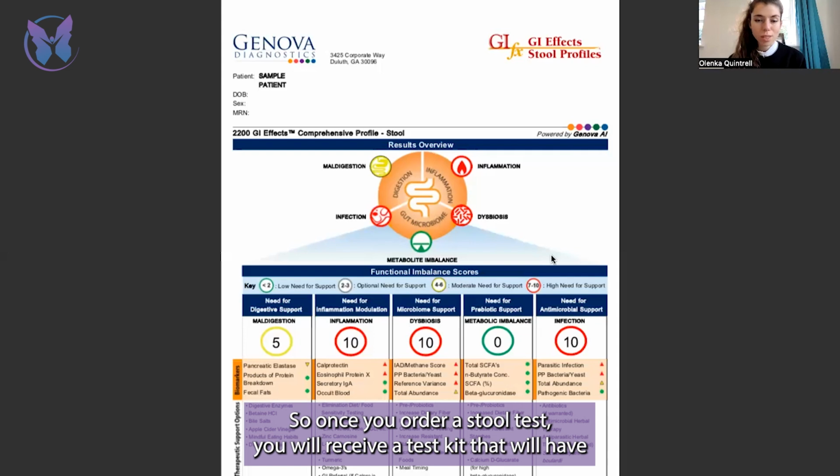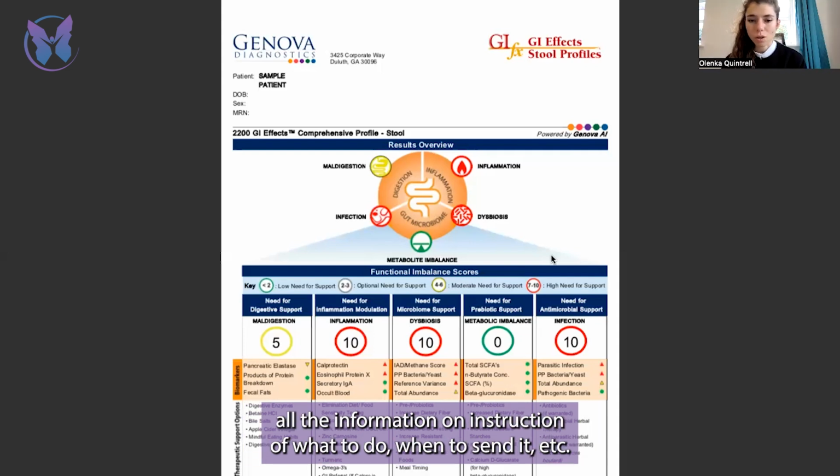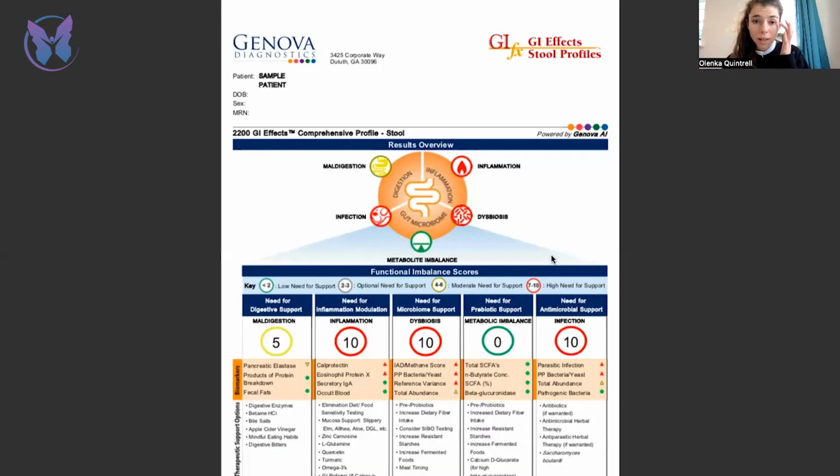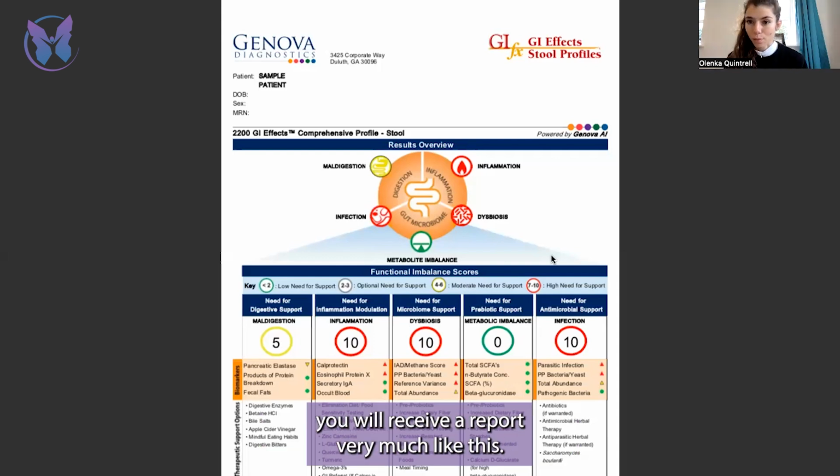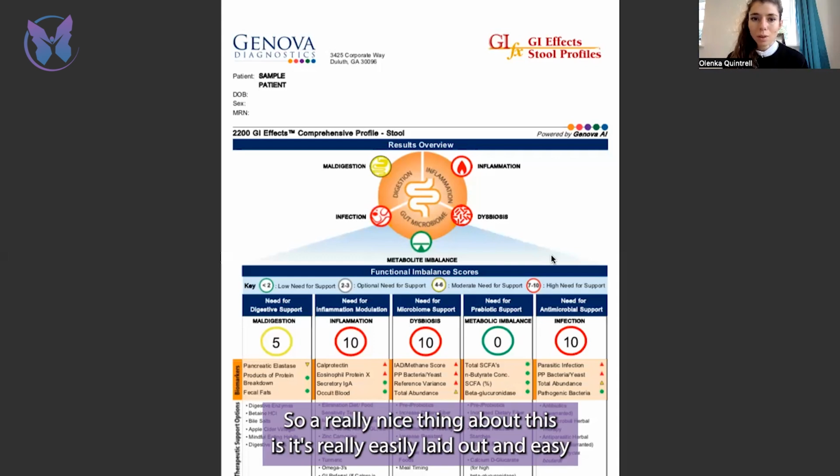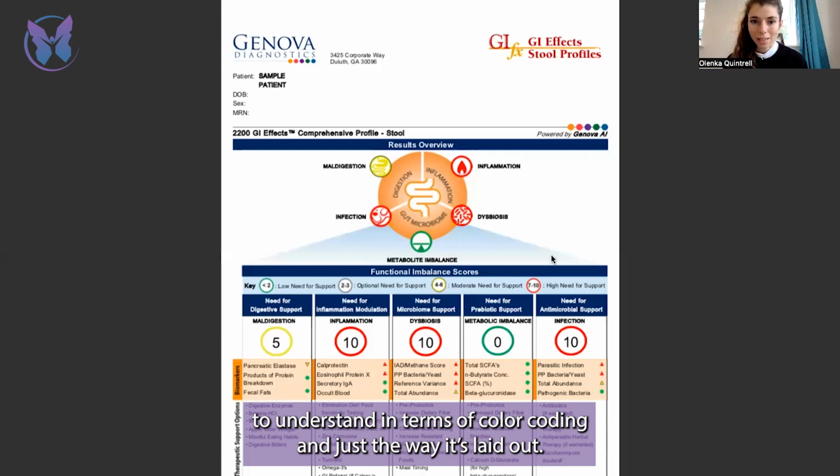Obviously, once you order a stool test, you'll receive a test kit that will have all the information and instructions of what to do, where to send it, etc. And once you do all of that, you will receive a report very much like this. A really nice thing about this is it's really easily laid out and easy to understand in terms of its color coding and just the way it's laid out.